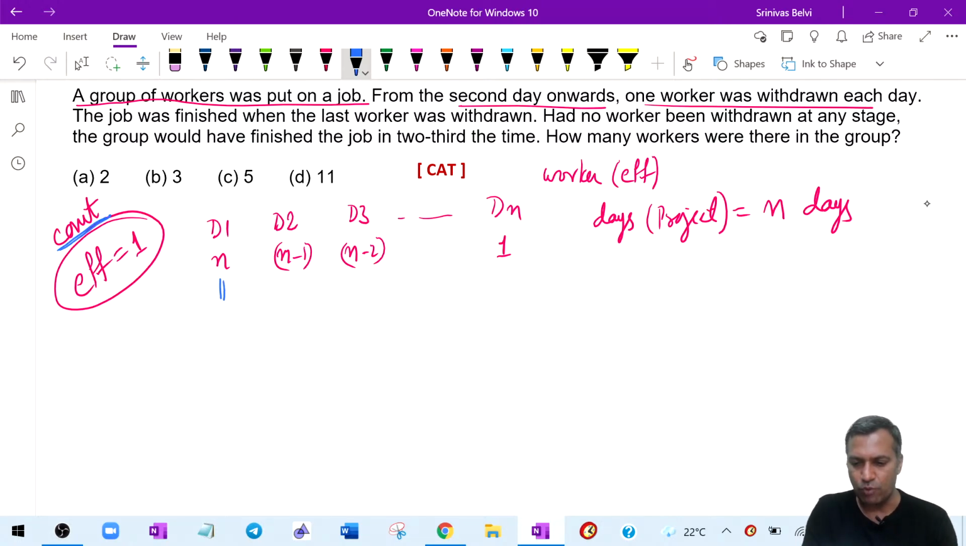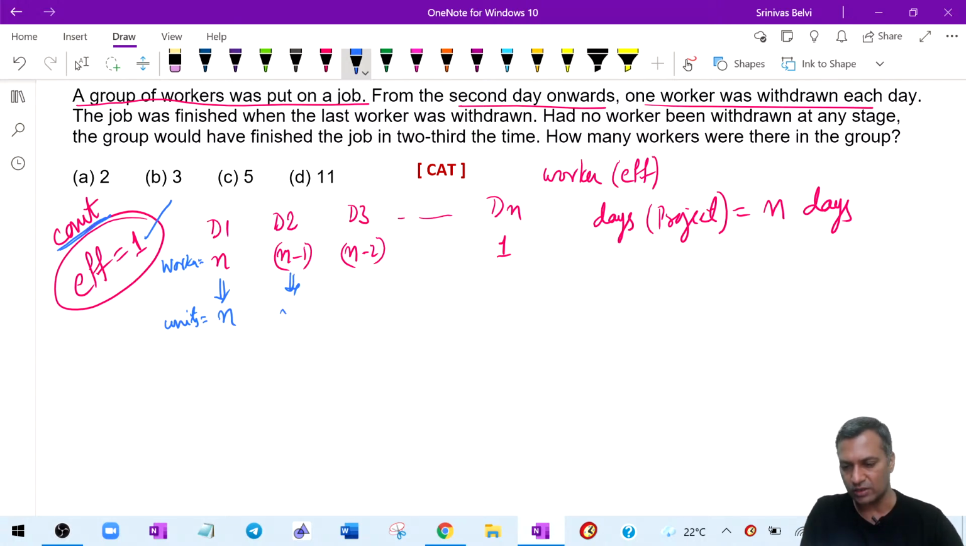Okay. Therefore, day one, how many units were done? N units are done. Day one, N workers. These are the number of workers who worked, but these are the number of units accomplished. If n workers having the efficiency of 1 unit worked on this, then the number of units is n.